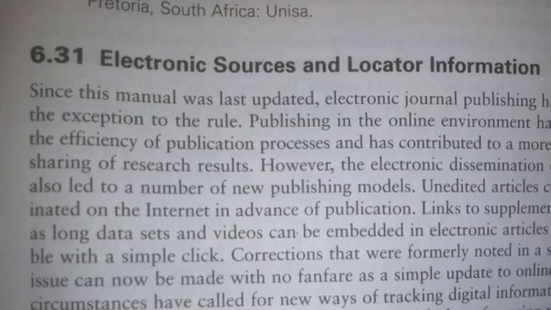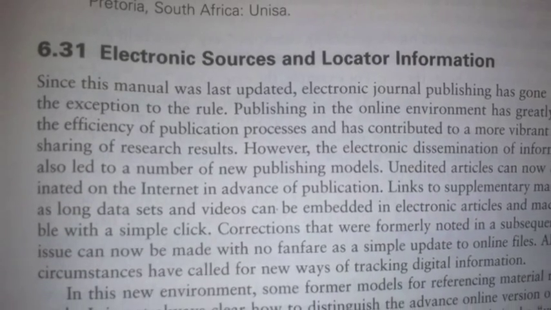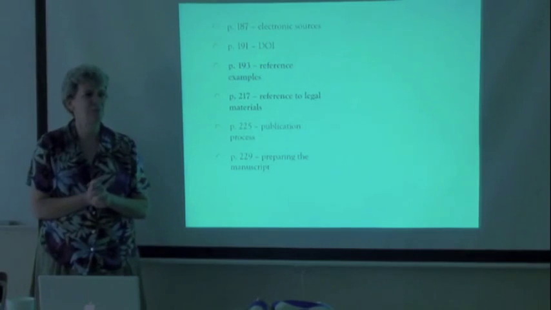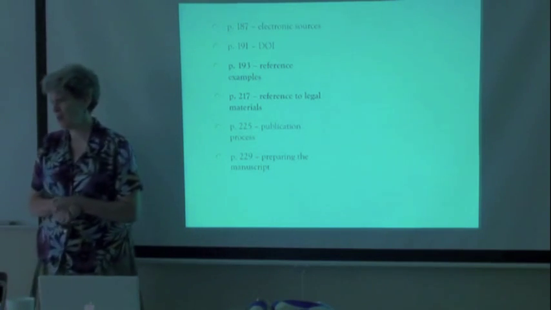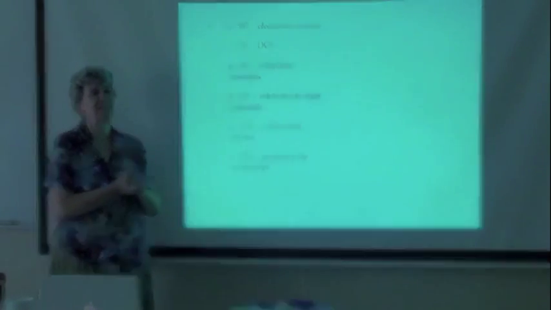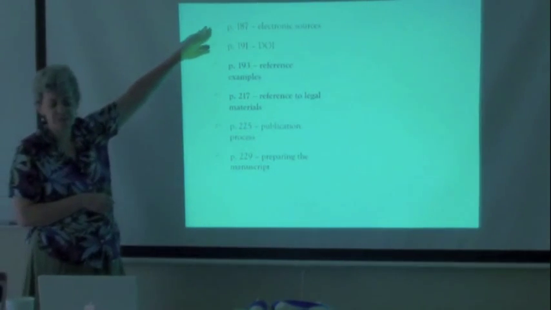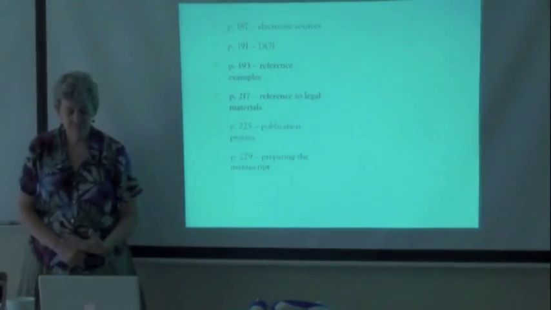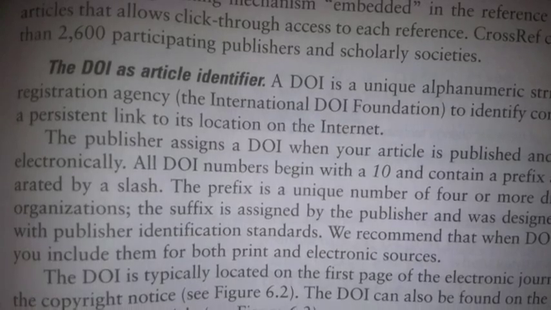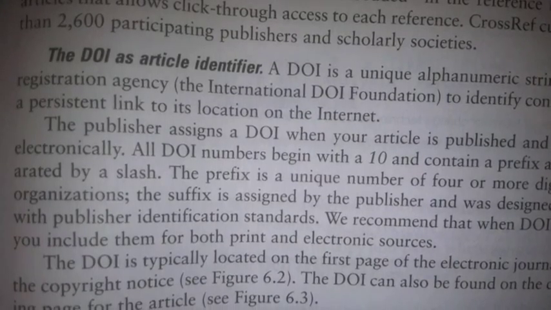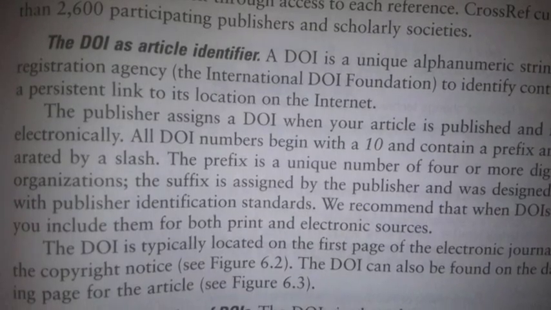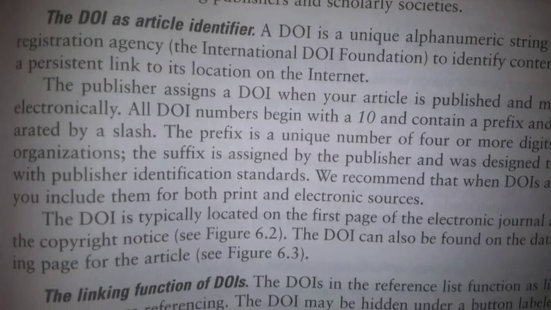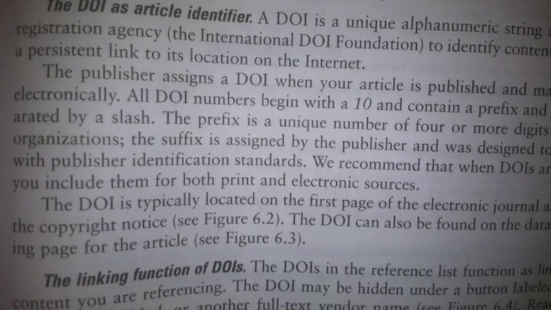Page 187 is electronic sources. A lot of times now, here we are in the 21st century, everything is not on paper anymore. Some journals are only found electronically. Some journals are found electronically and in paper. So we've got electronic sources and how to cite those, and how to give the URL. And then there's the DOI system, which is also new. We didn't even know about DOI in that other edition that you have. It didn't exist. So that stands for document, what does it stand for?